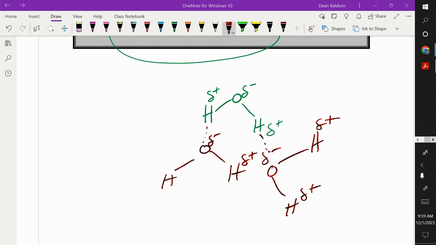Sorry, what? Like these things? Because oxygen is more electronegative, so it pulls the electrons closer to it.